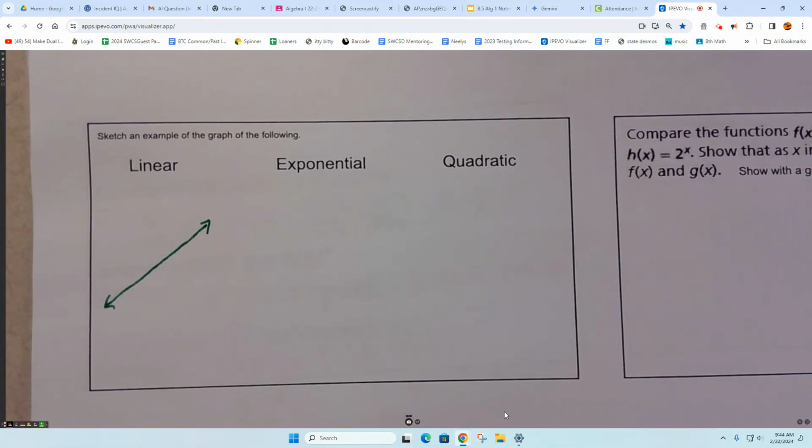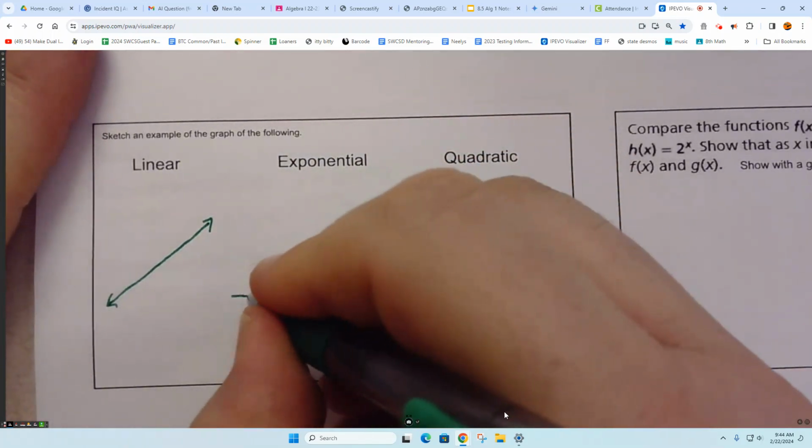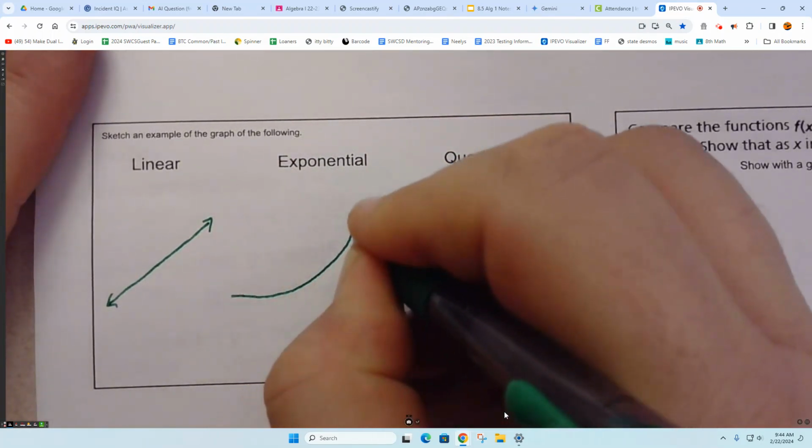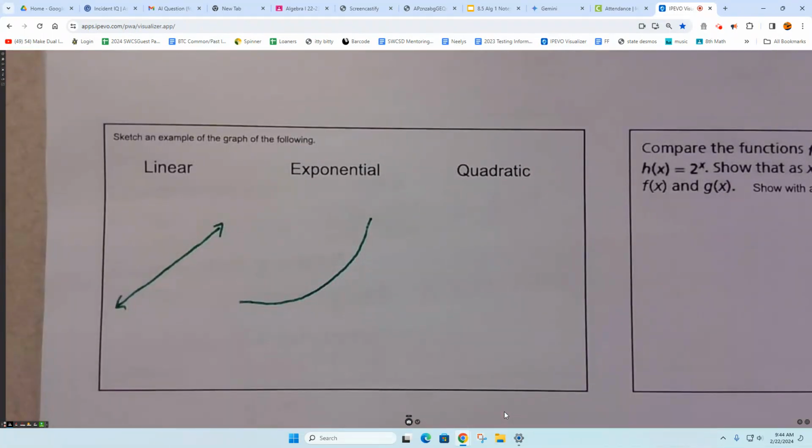Exponential. Remember what that looks like. It's like a slide. Yeah, slide. No, a roller coaster. And it could go the other way, right?